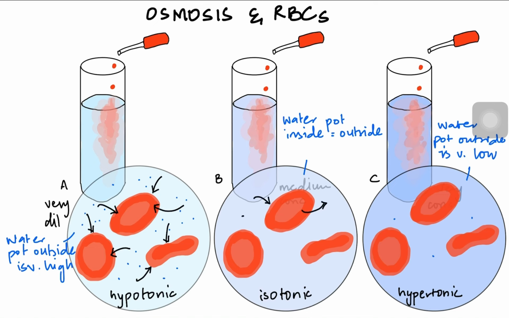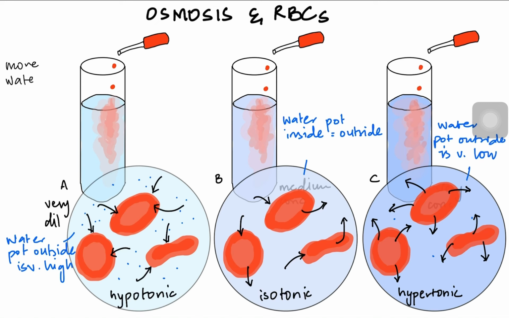In the isotonic one, the amount of water moving inside is cancelled by the amount of water moving outside. But in the hypertonic one, all the water from the red blood cells will move outside into the test tube because the test tube water potential is already low. So we can expect what's going to happen.